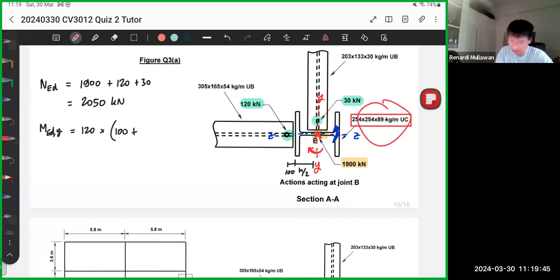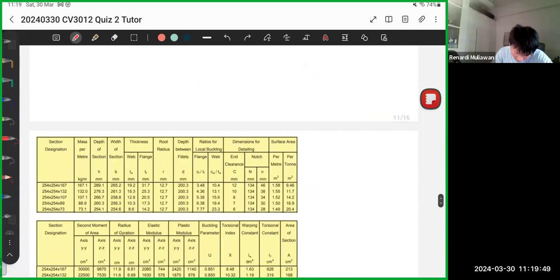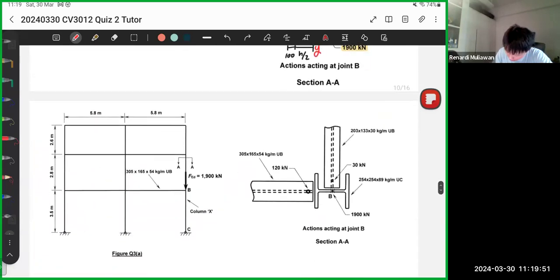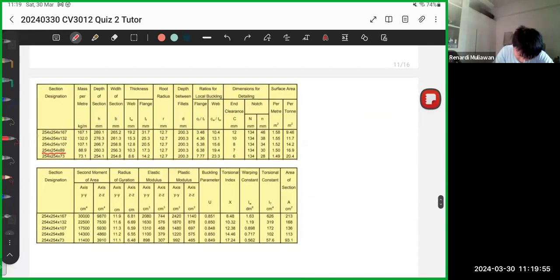It's a column. So if you refer to the column, I put it here, 254, 254, 89. So it's this one. So you go to H, you get 260.3. Later we will use this also, 10.3. So let me just write it down. So H is 260.3. TW is 10.3.